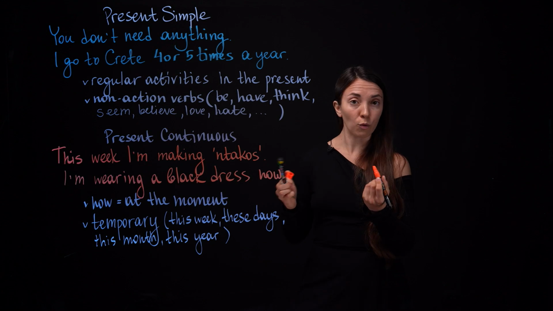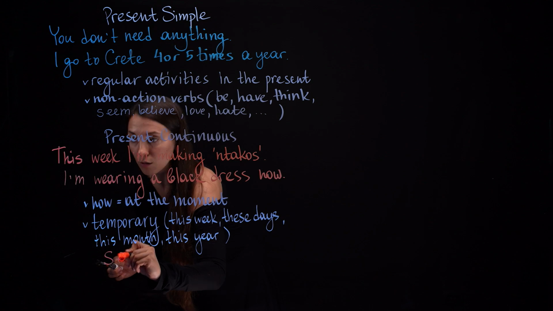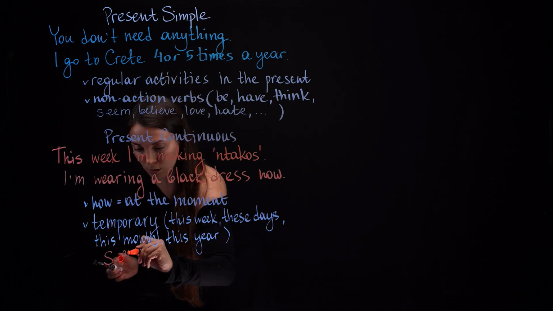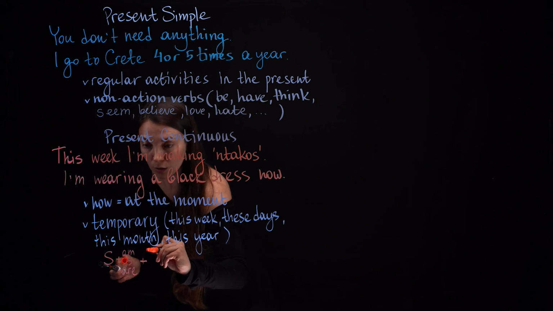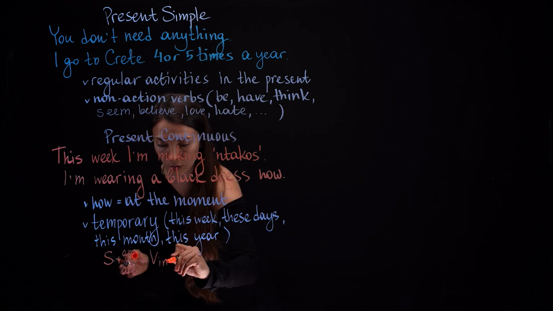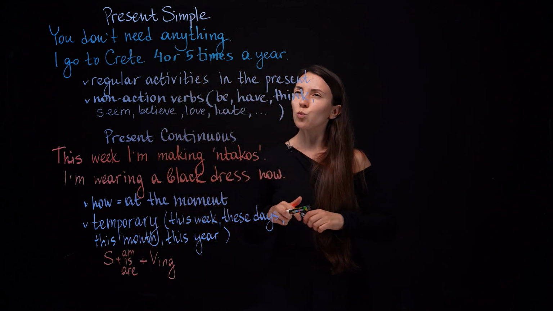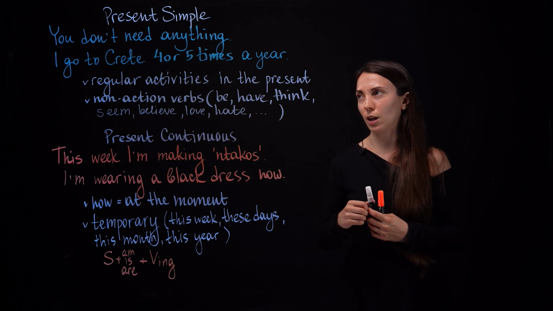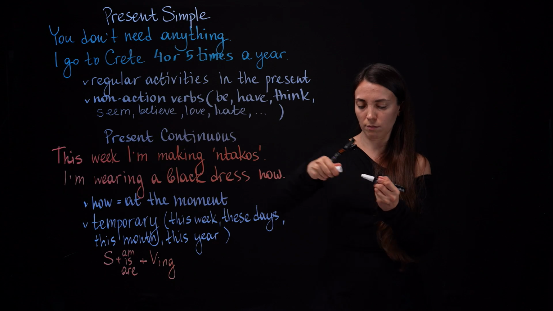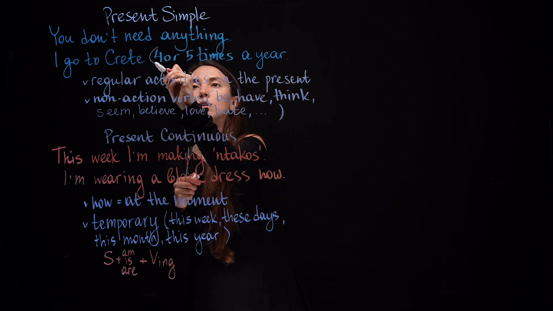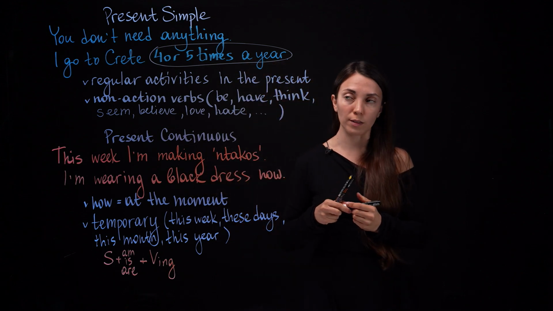Let's remind us the formula. Okay, so we use, of course, subject, then am, is, are, then we will use verb with ing. Okay. Which words can help us understand that, yeah, this is present simple, not present continuous? These words. Okay, let's take a look at them.